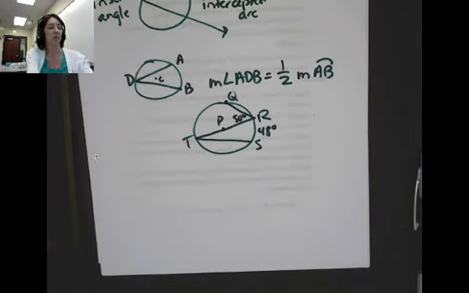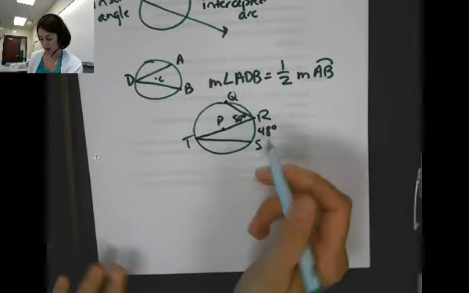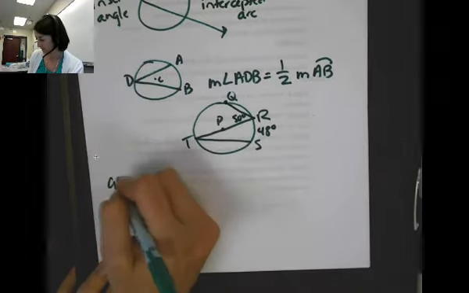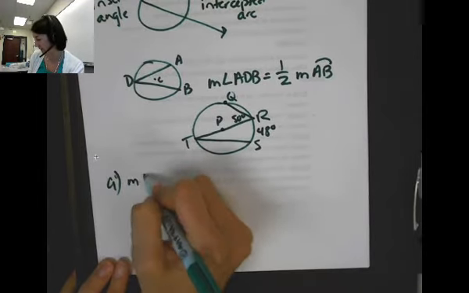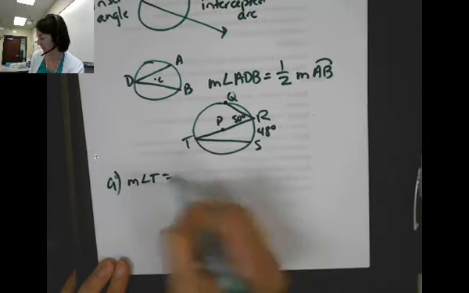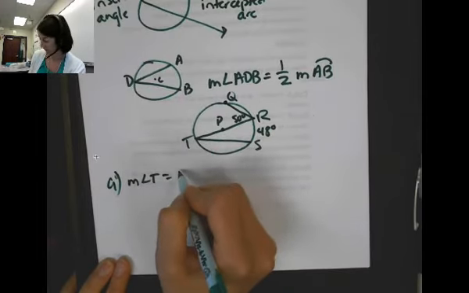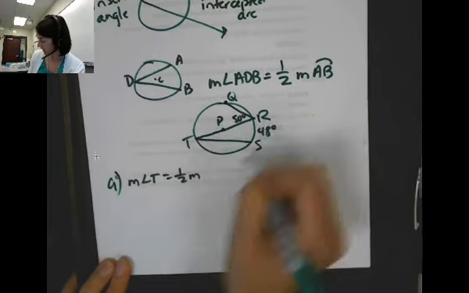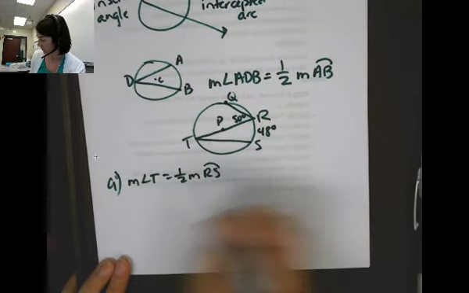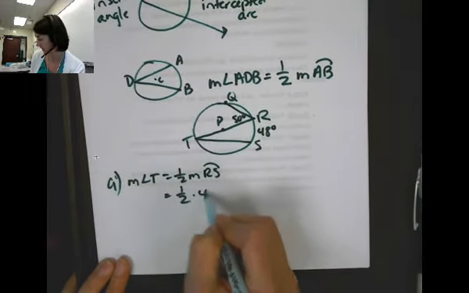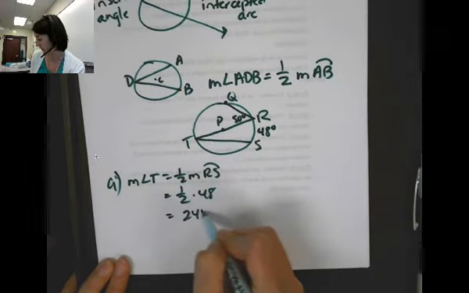Sorry. There we go. So problem A, measure of angle T is what? How do we figure out the measure of angle T? Well, the measure of angle T is half the measure of arc RS. So it's half of 48, or 24 degrees.